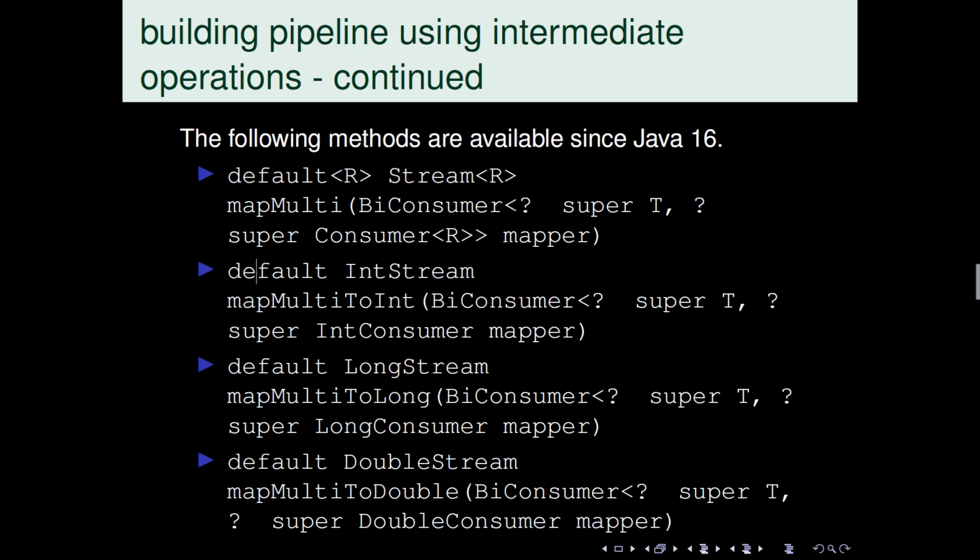These are some more methods, again with a multiplication kind of behavior, which have been added in Java 16. Java 16 added this mapMulti. It's called mapMulti, or mapMultiToInt, mapMultiToLong, mapMultiToDouble. Here what needs to be passed is a function. You can see it's a BiConsumer which is needed, a BiConsumer of T and Consumer of R. So it becomes a stream of R.